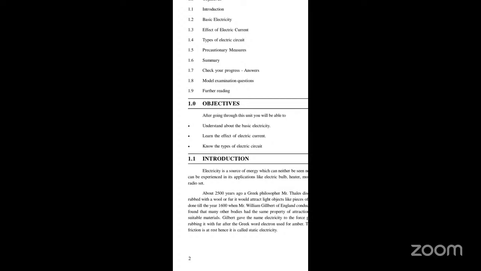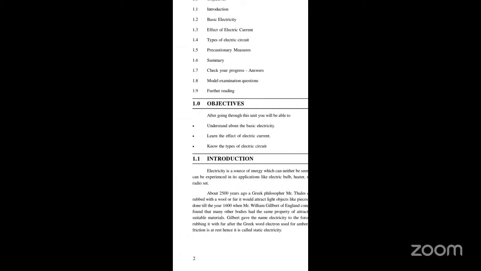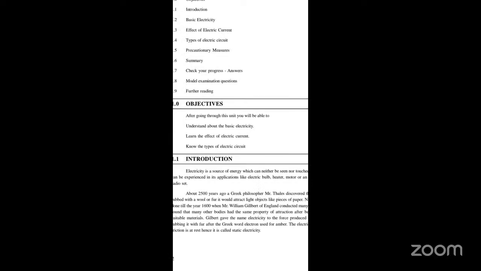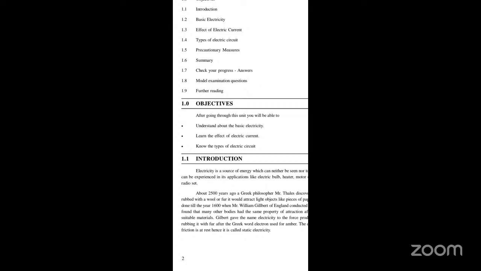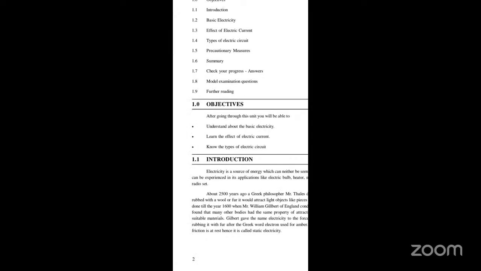Then William Gilbert came. A substance that gains electrons is called negative charge. A substance that loses electrons is called positive charge. So this is the concept we are studying, the charge force. Gilbert gave the name electricity to the force produced in an amber rod by rubbing it with fur, after the Greek word electron used for amber. The electricity produced by friction is at rest, hence it is called static electricity. At rest, it produces the charge and is said to be static electricity.